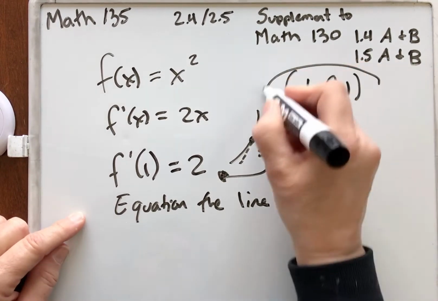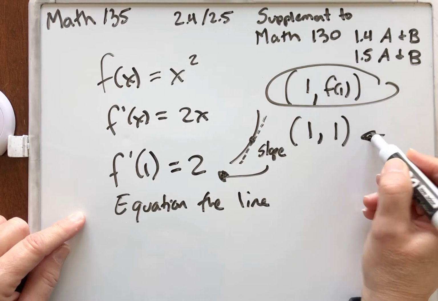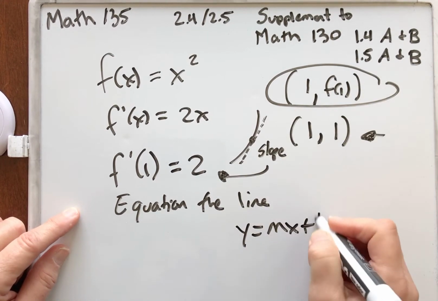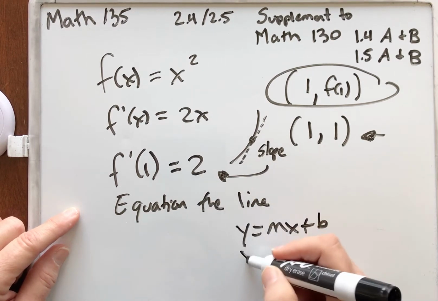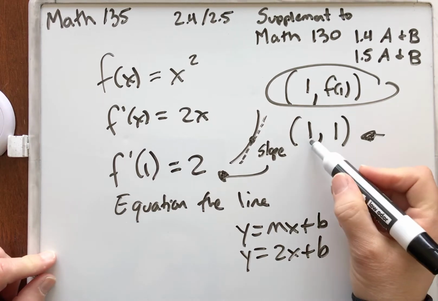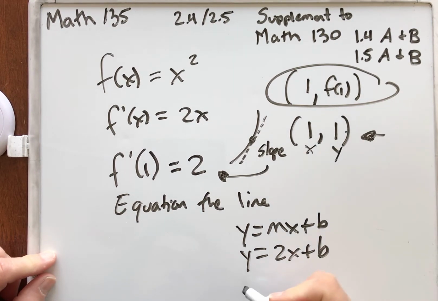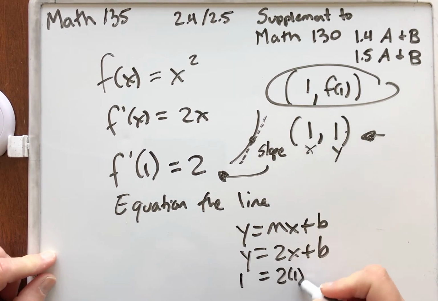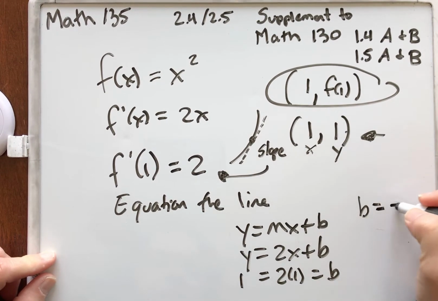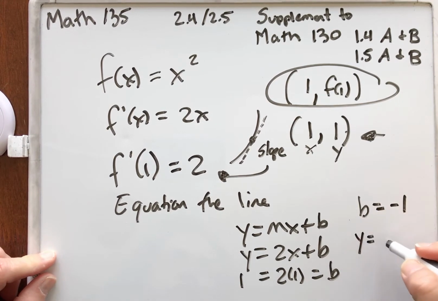Well, by giving you this, we now have a point that we can work with. So we have y equals mx plus b. We know our slope is 2. y equals 2x plus b. And now we put in our x and our y. Our y is 1. Our x happens to be 1, and we solve for b. So b is going to be negative 1. Now we can write out our equation, y equals 2x minus 1.